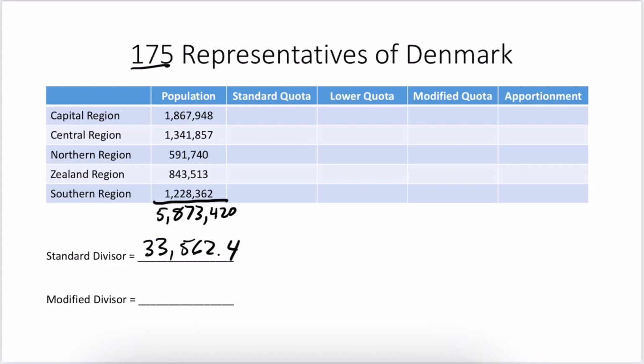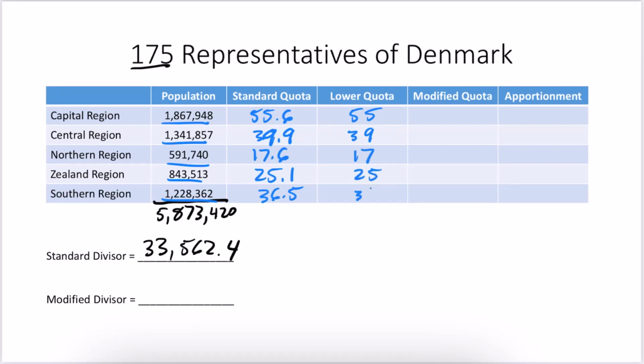33,562.4. Then we'll take that standard divisor and take each of the individual populations and divide it by that standard divisor. And when we do that, we get 55.6, 39.9, and 17.6, and 25.1, and 36.5. And that means that our lower quotas are going to be 55, 39, 17, 25, and 36.